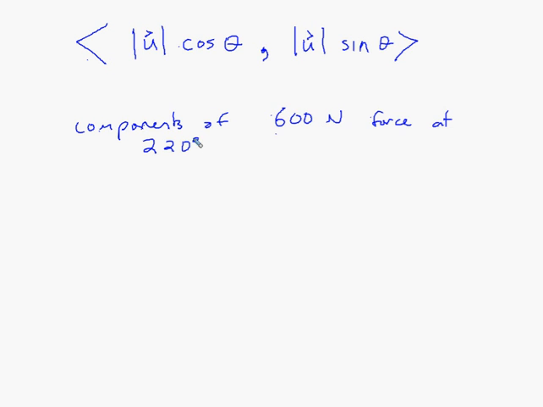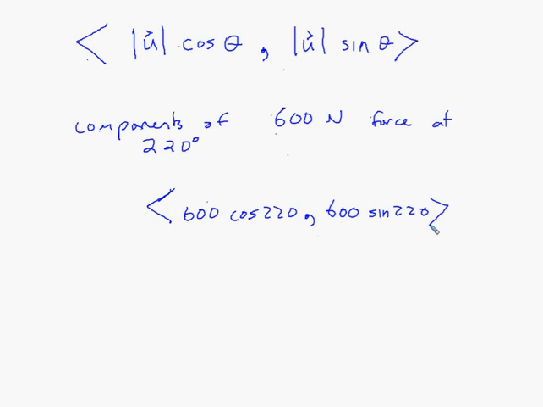I don't really need to draw my triangle. If you want to do it that way, that's fine. But every single problem will come down to this. So I have my magnitude is given to me as 600. Then it's cosine of 220, comma, 600 sine of 220.